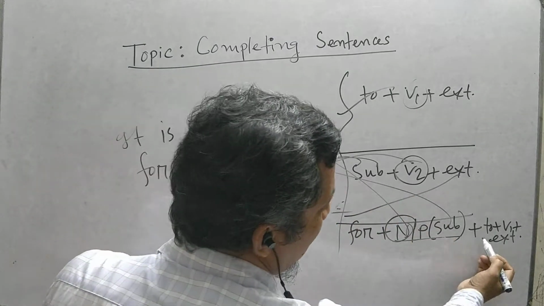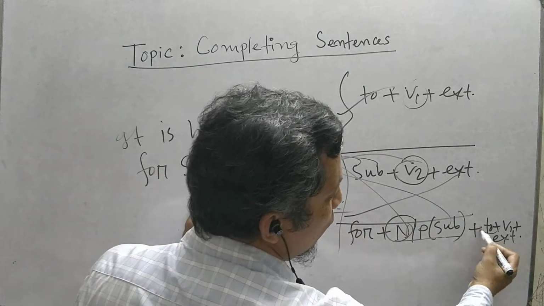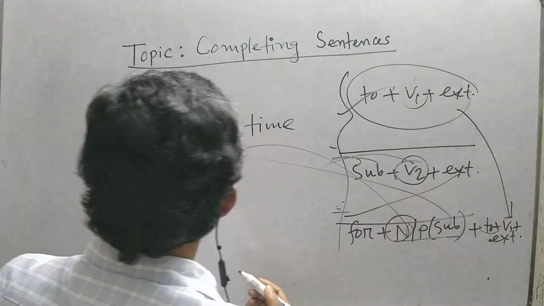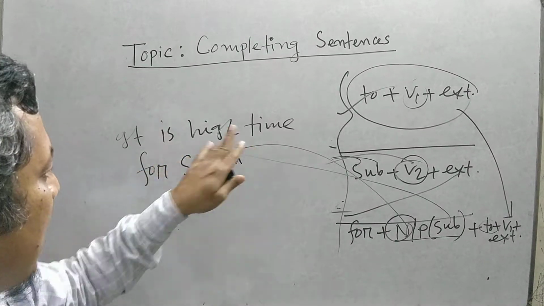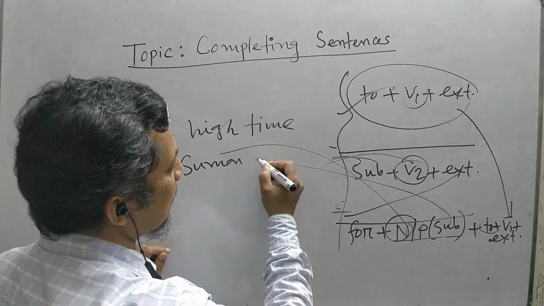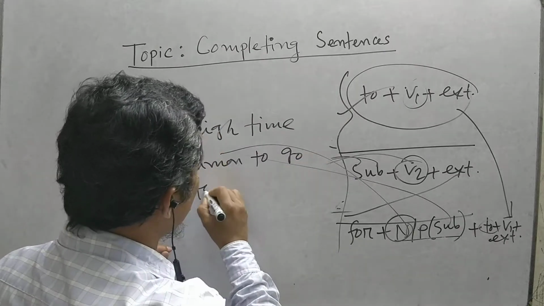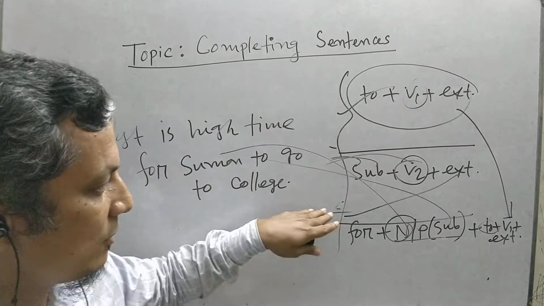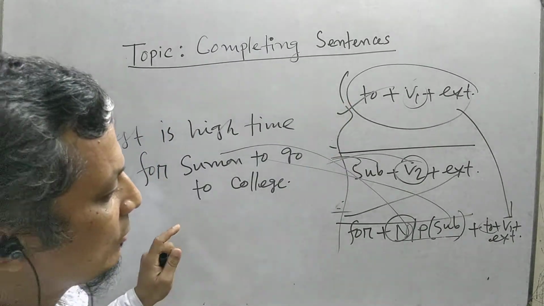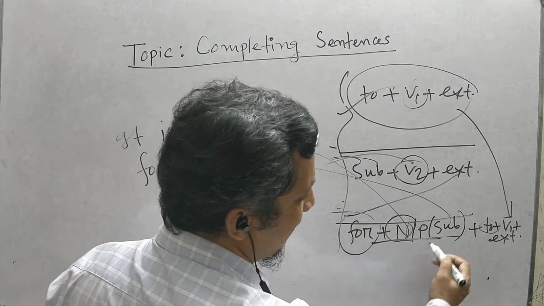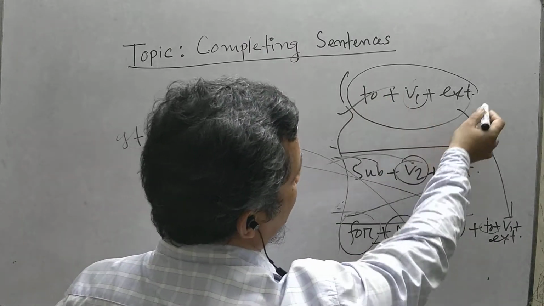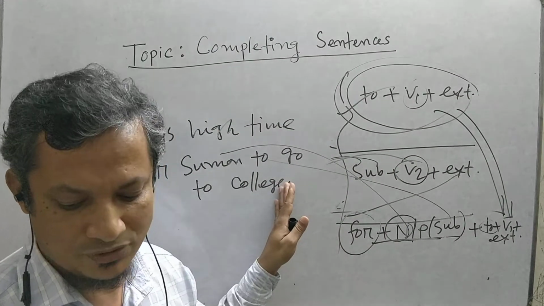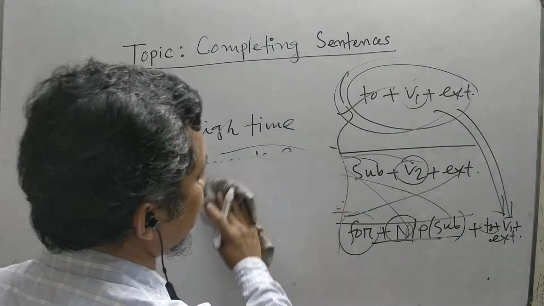Then you have to use to. That means you can use this form directly. So what will be the answer? It is time for Shumon to go to college. Am I clear to you? In the same way, you have to use for, then the subject, noun or pronoun, then the extension, as in the first example. Am I clear to you? Okay, my dear students.